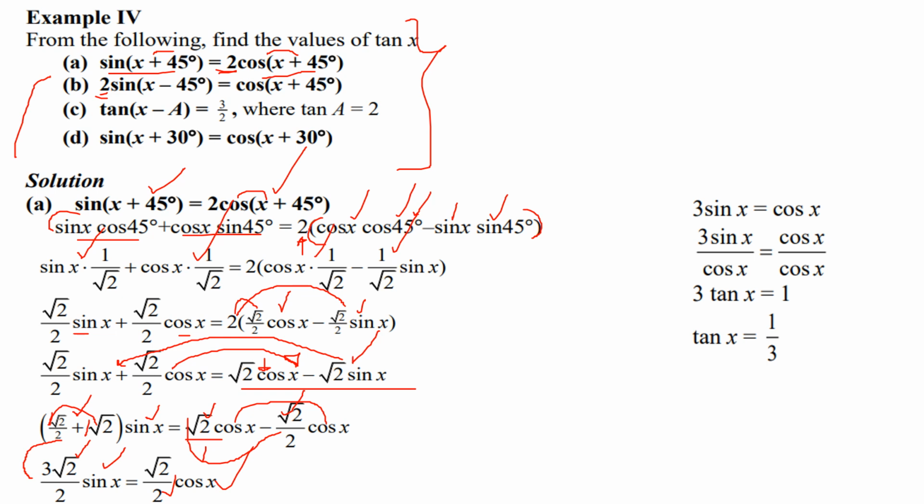Now here you collect trig functions on one side and also values on one side. So we shall multiply through by 2 so that these two cancel, and then root 2 will also go. Now we remain with 3 sin x being equal to cos x. Now collecting trig functions on both sides, we shall divide through by cos x. Dividing through by cos x gives us this.